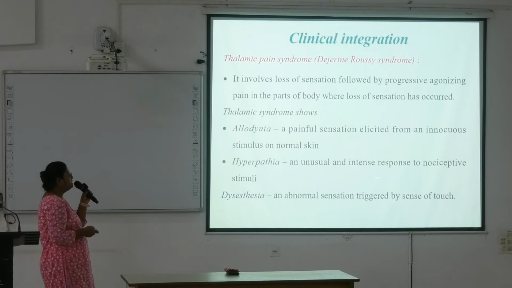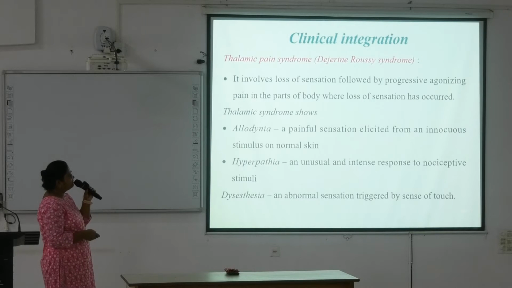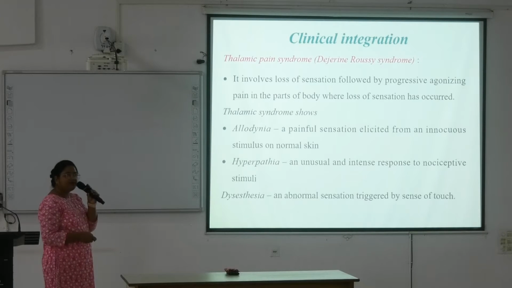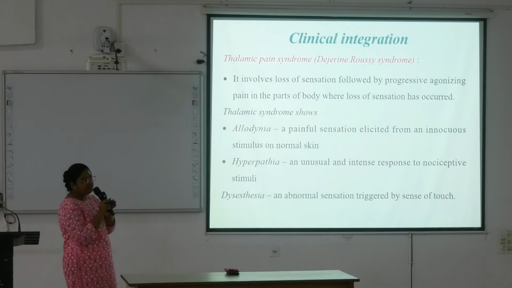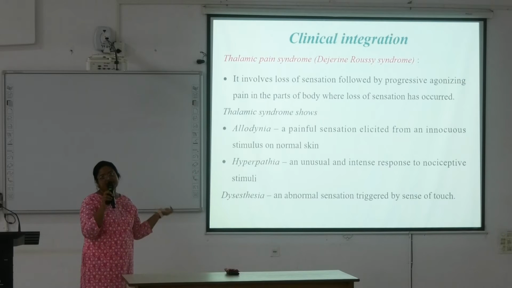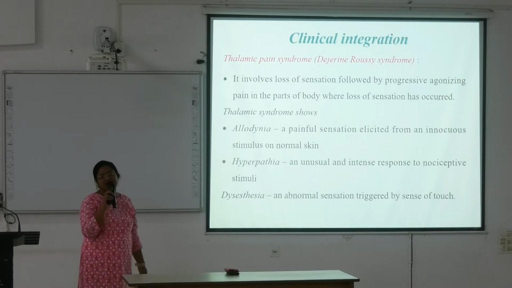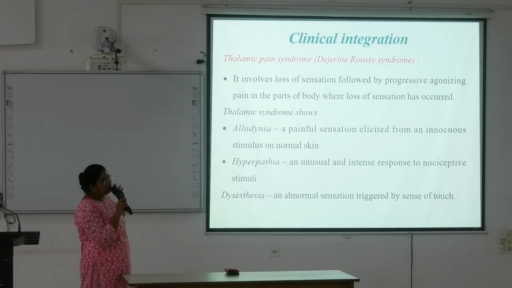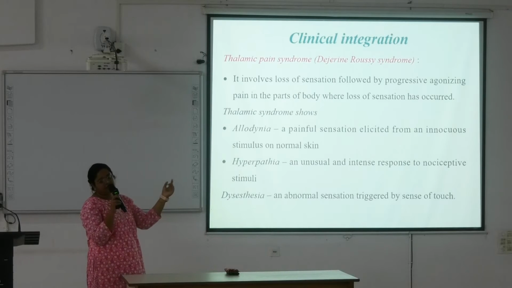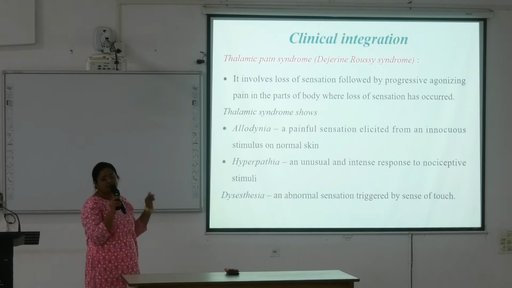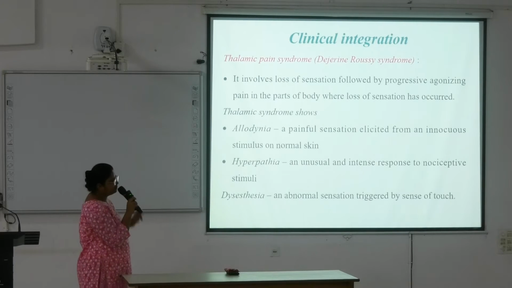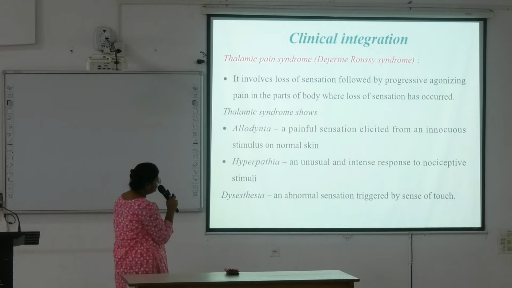Hyperpathia, an unusual and intense response to nociceptive stimuli, and dysesthesia, abnormal sensation triggered by sense of touch. Okay, it is a relay station mainly, so for all the senses. So all the senses will be abnormal if a lesion occurs in the thalamus, and it will occur on the opposite side because opposite side fibers are coming to the thalamus, there is a crisscross, okay, before entering into the thalamus.